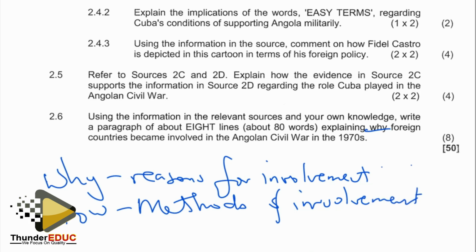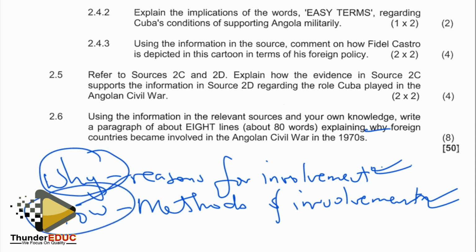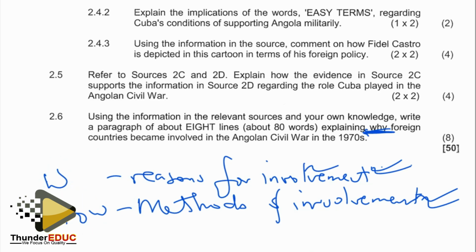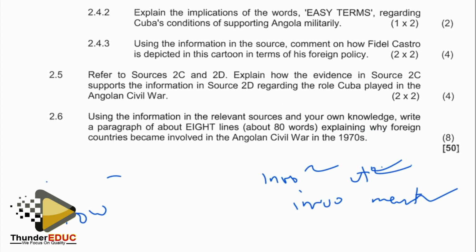Did those countries get involved physically by sending troops, or were they sending military support, or were they sending financial aid? That is how. So with these questions you should pay attention to the instruction: how and why. This one is a why. We want reasons for the involvement of foreign countries. Right. So when you are starting your paragraph question, you need to start with a clear statement. The question is talking about why countries were involved in Angola.